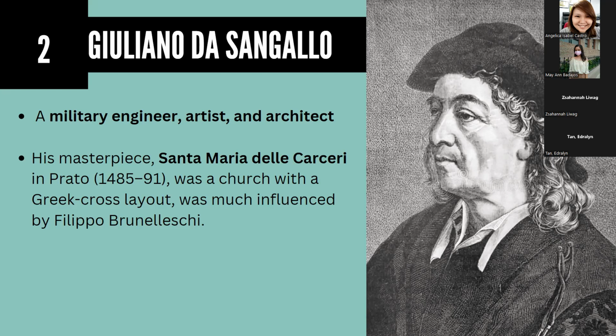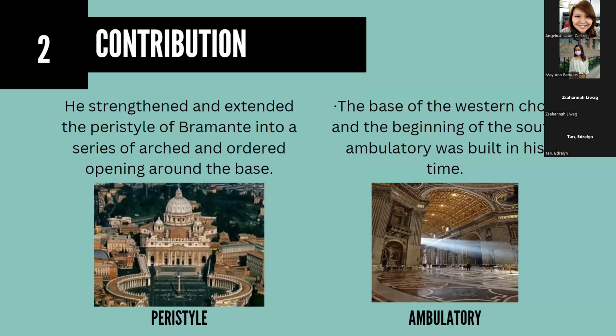Isa po sa mga project niya yung Santa Maria Carceri in year 1485 to 1491. It was a church where the Greek cross layout was much influenced by Filippo Brunelleschi. In addition po, he was a successful military engineer in 1478. And for his contribution naman po on the St. Peter Basilica, he realized the value of coffering. When we say coffer naman po in architecture, ito po yung mga square or polygonal ornamental sunken panel used in a series po para sa decoration po ng ceiling or vault.